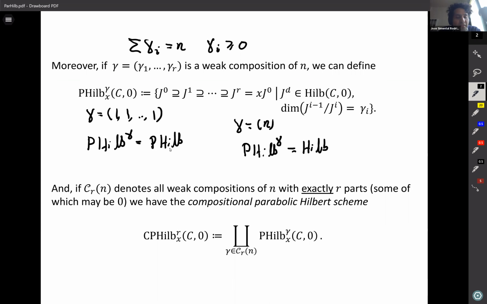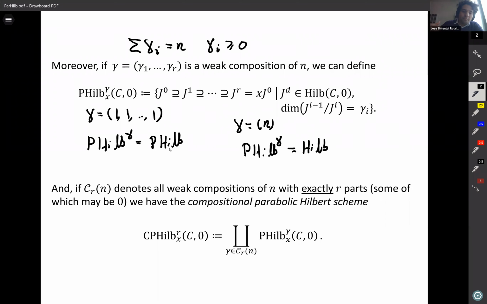And if CRN denotes all weak compositions of n with exactly r parts, and it's crucial here that I allow some of these parts to be equal to 0, I consider the compositional parabolic Hilbert scheme to be just a disjoint union over all these weak compositions of n with exactly r parts of these parabolic Hilbert schemes. So this looks a bit weird, but one of my points is to convince you by the end of this talk that it's actually completely natural to consider this compositional parabolic Hilbert scheme from a certain point of view.